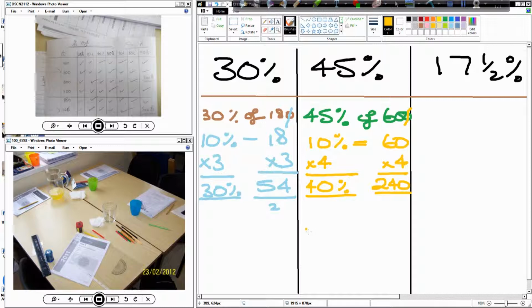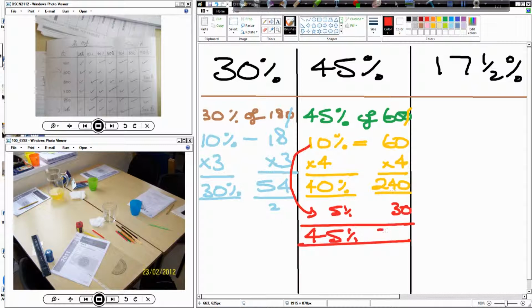Now we need another 5%, don't we? So how do we get from 10% to 5%? We divide by 2. 60 divided by 2 is 30. So 240 add 30 is 270. Do you understand what we're doing now? It's making sense how you're breaking the numbers down into bonds and stuff. Okay, next one.